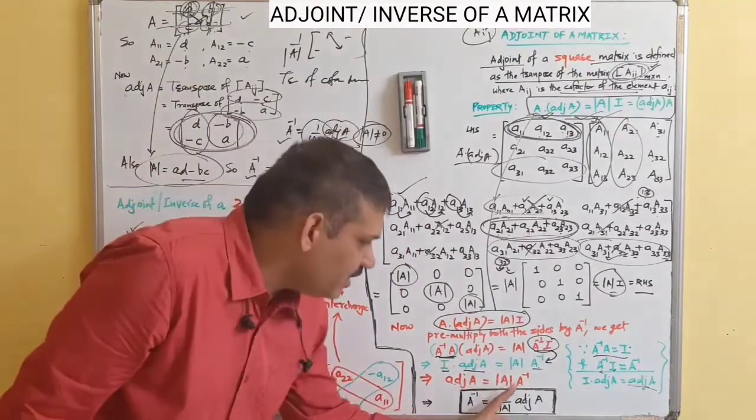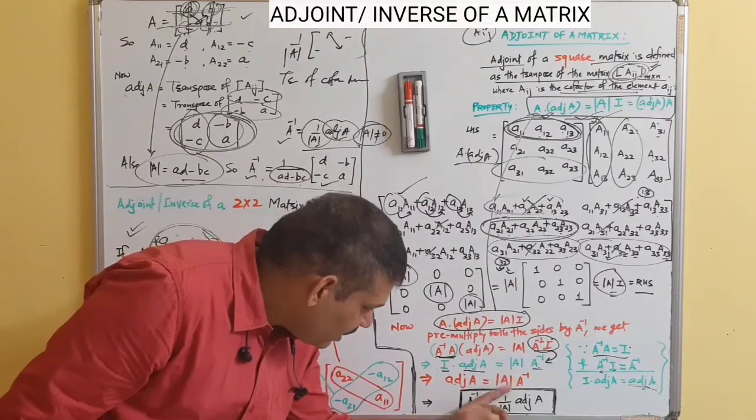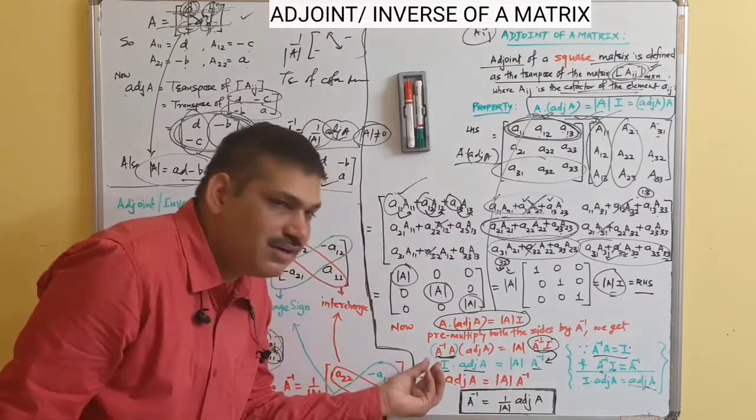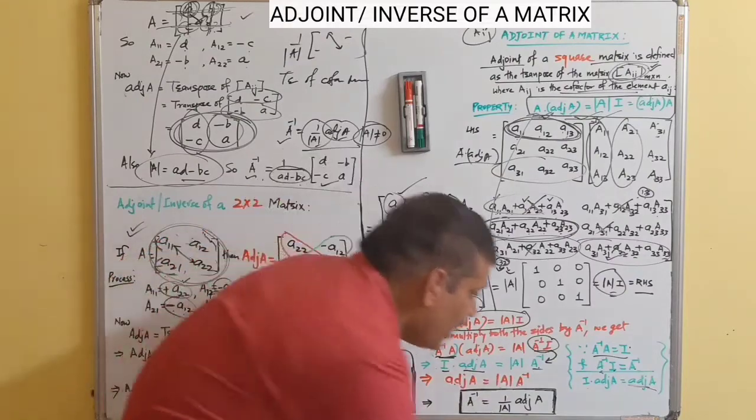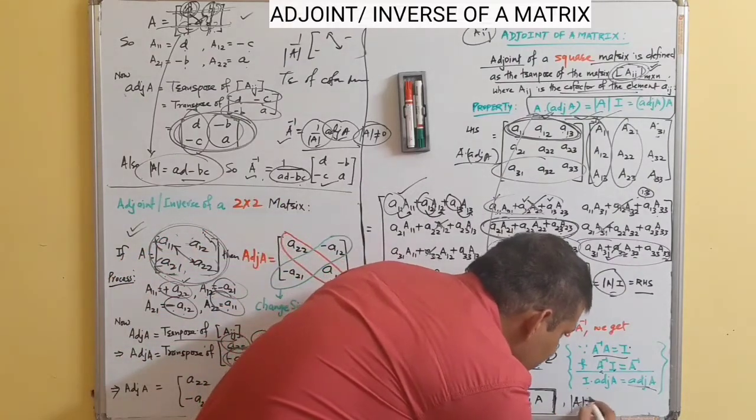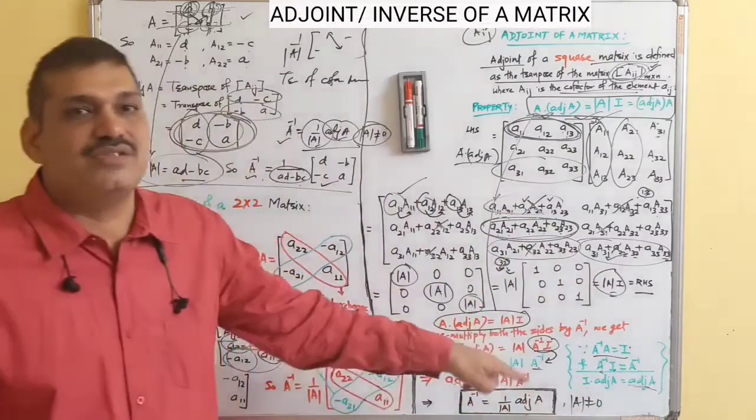We need to find A inverse. So for the value of A inverse, determinant A is a constant, so we will divide both sides by determinant A, provided that determinant A should not be 0. That is the most important thing.